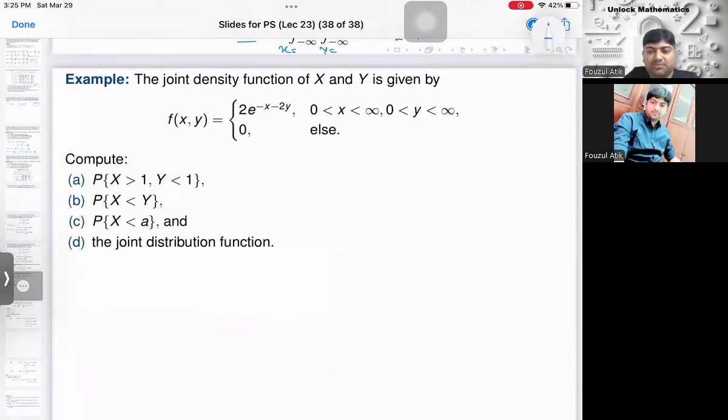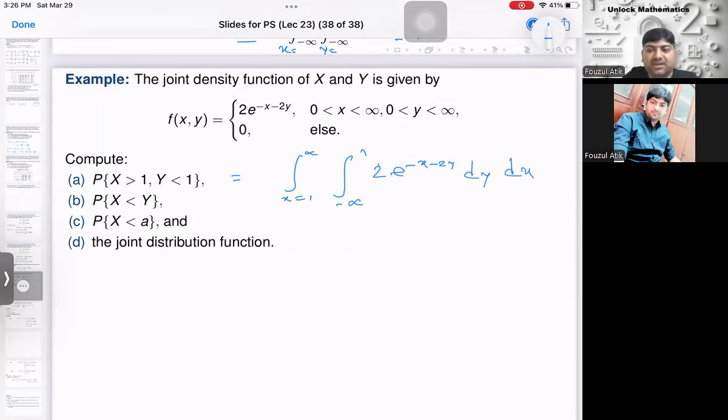How to solve this example? P of x greater than 1, y less than 1. This probability means x goes from 1 to infinity, and y goes from minus infinity to 1, and then f(x,y) dy dx. So f(x,y) is 2 e power minus x minus 2y, and we do dy inside, then dx.